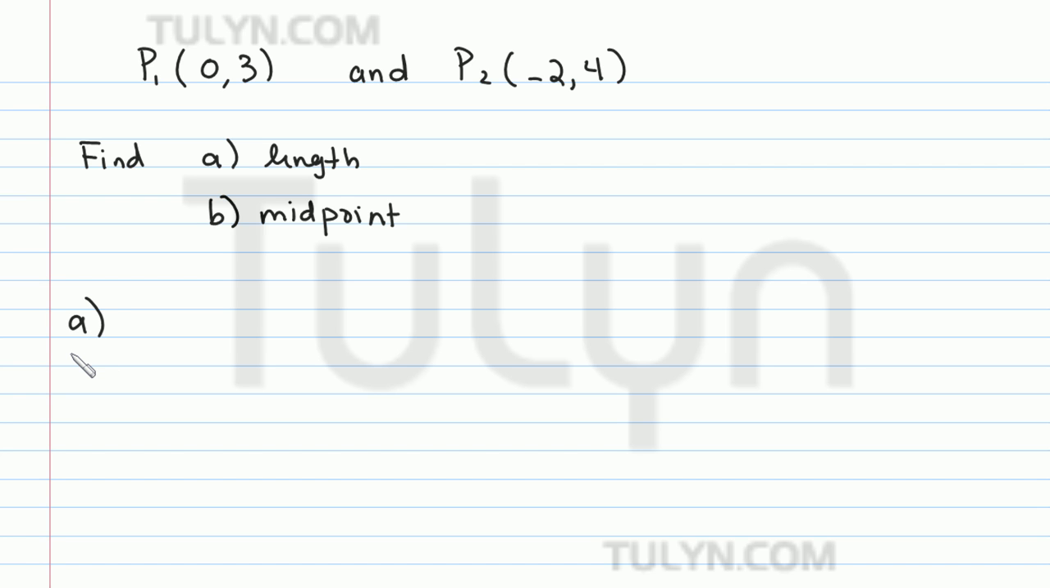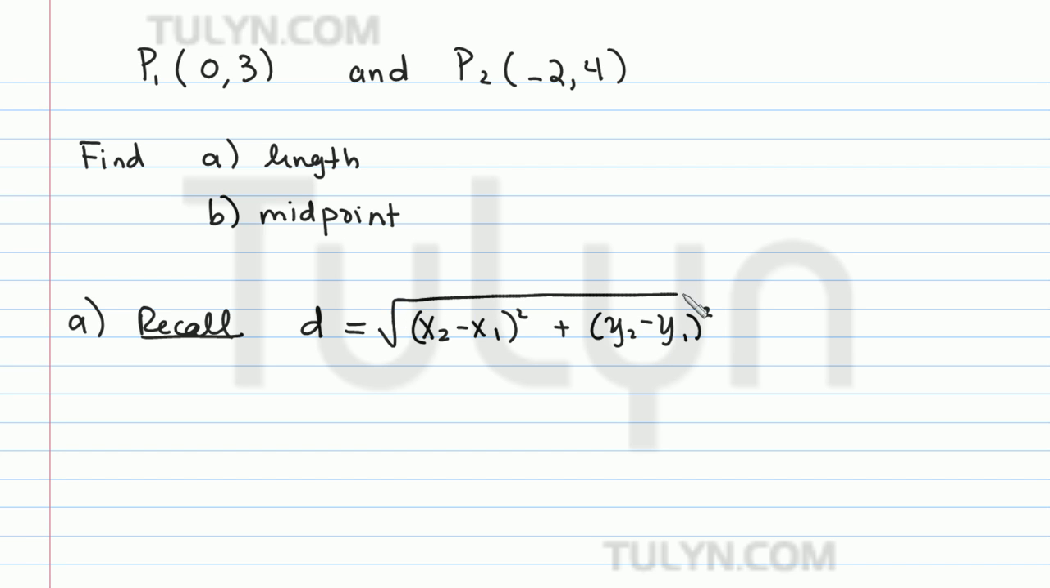Let's do A first. So to find the length, we have to recall the distance formula. The distance formula is given by the square root of (x2 minus x1) squared added to (y2 minus y1) squared, and then you take the square root of the entire thing. Right? So let's label our points.